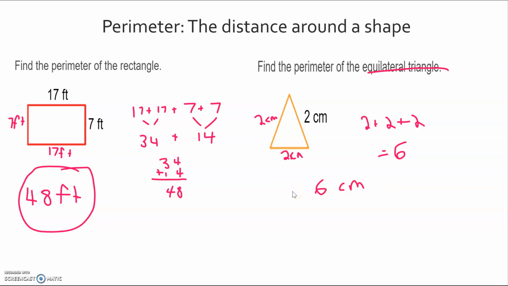Hope this helps. Remember, the perimeter is the distance around a shape, and when you find the perimeter, you add all the sides to find the perimeter.